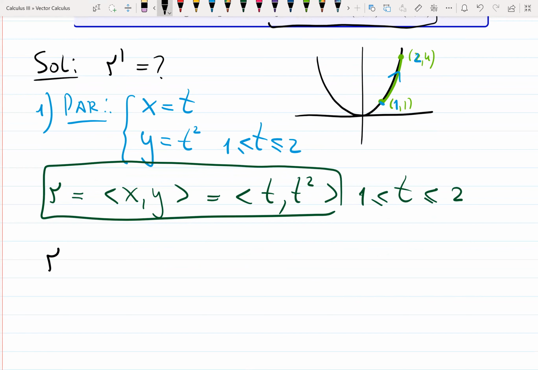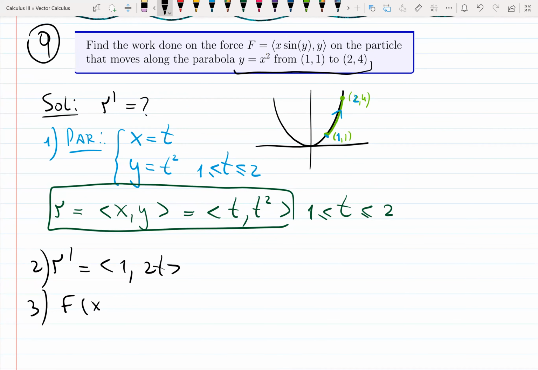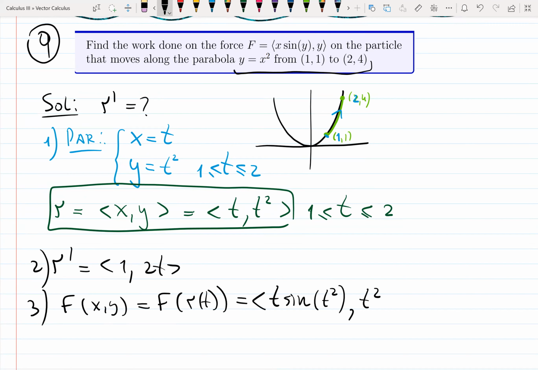Let's find r prime. Step 2, r prime is 1 and 2t. Nice, that was fast. Step 3, rewrite your f. F was in terms of x and y, as you can see. We need it in terms of r, which is in terms of t. So x is my t, sine of y becomes sine of t squared. That was easy. Y is t squared. And that's why it makes sense doing it directly in this case, because it's just easy. Finding antiderivatives here, maybe it's also good, but maybe it's not even conserved.